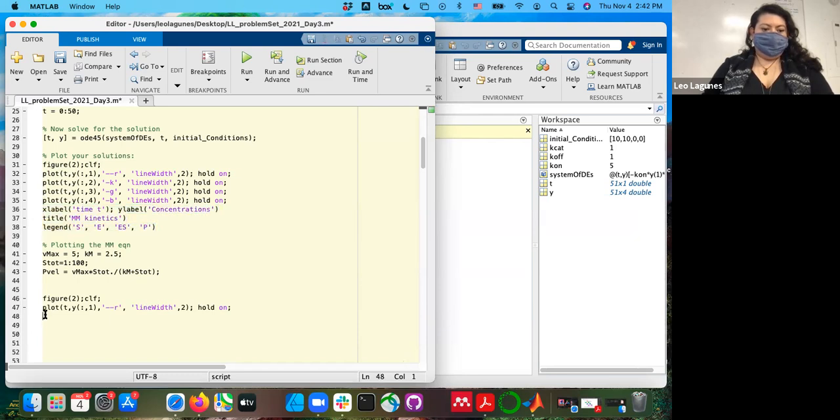I like to copy paste stuff. We're going to plot S tot versus P velocity. And I won't dash it, and I think I want it in black. And on the x-axis, we're going to have S total. And on the y-axis, we're going to have the P velocity.